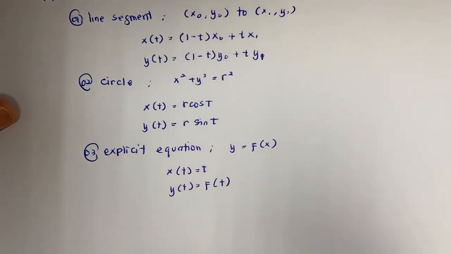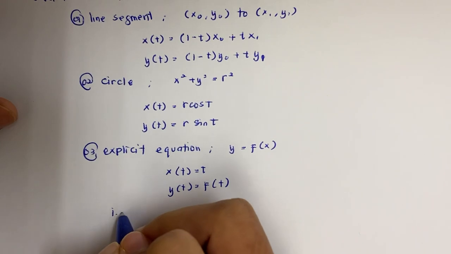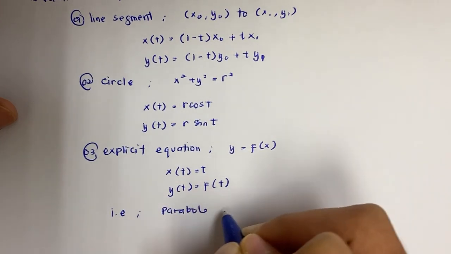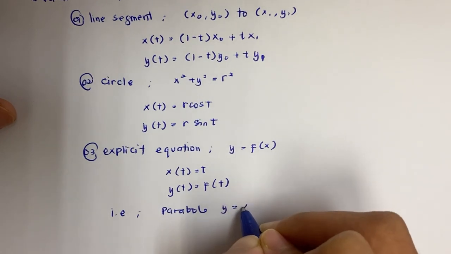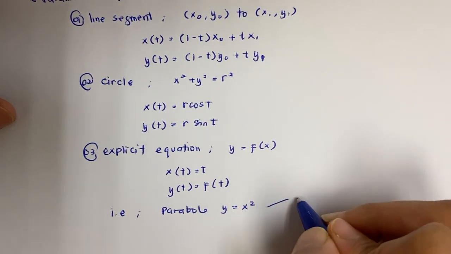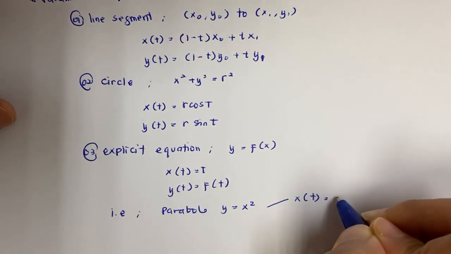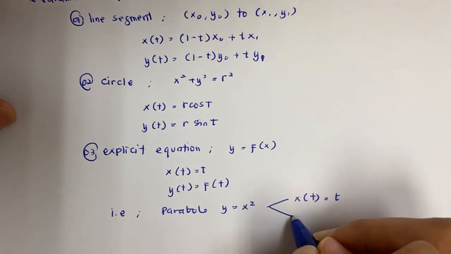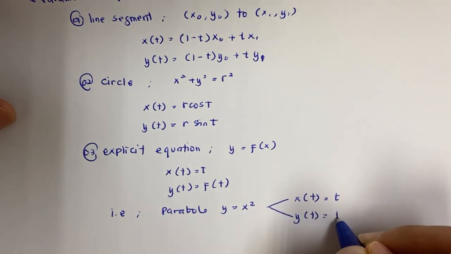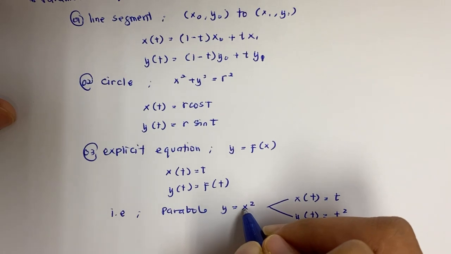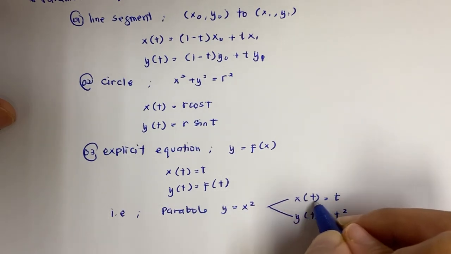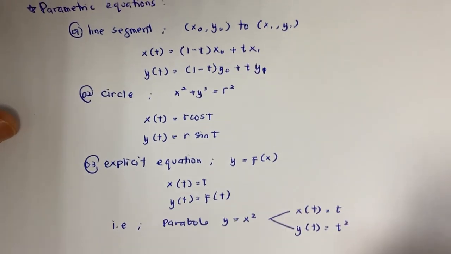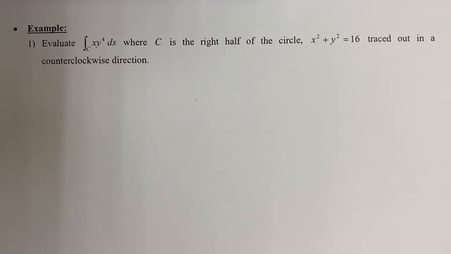Okay, for example, if you have a parabola where y equal to x square, for this one, x(t) is equal to t. You define x as t, so your y(t) becomes t square. Substitute x(t) with t here, so you have y equal to t square. Okay, remember these three parametric equations. We have a few examples here.